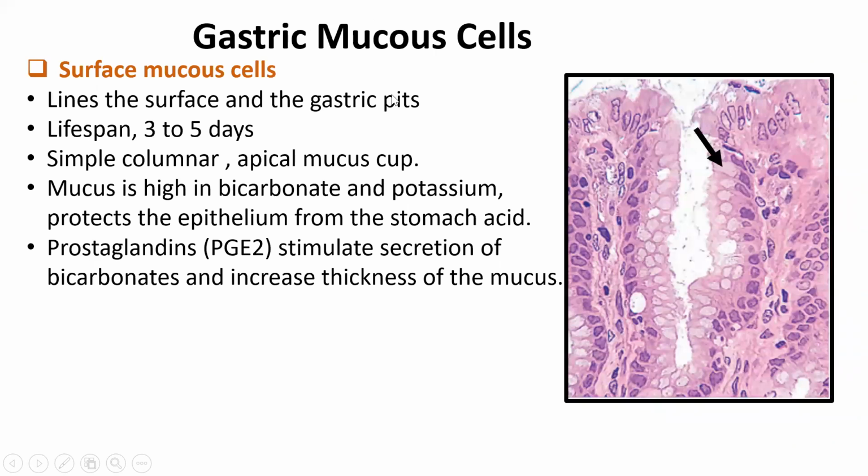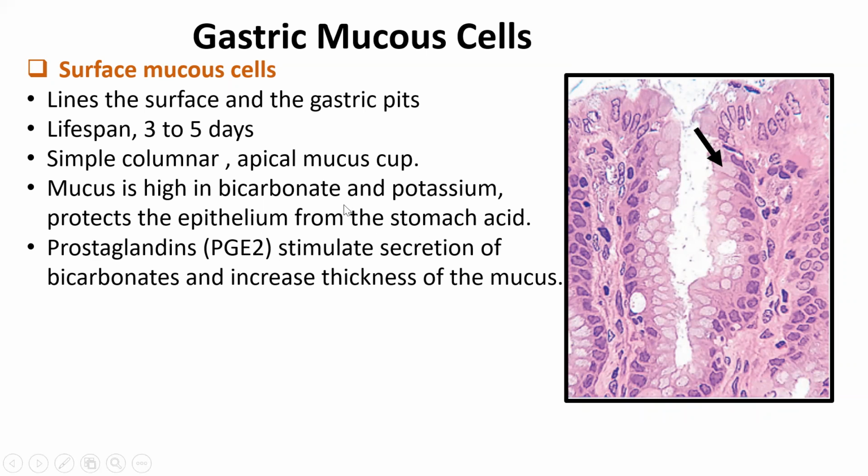So the first is the gastric mucus cells. When you hear the word mucus, it means the same thing: they're filled with mucus. They line the surface and the gastric pits. If you look at the surface of the stomach, it is all lined with these mucus cells, and the pit, which is the hole, is always covered by these mucus cells. The lifespan is short. In 3-5 days you lose those cells, and the stem cells replace them. They are simple columnar, like a lot of secretory cells, and have an apical mucus cup because the mucus is pushed to the apex of the cell.